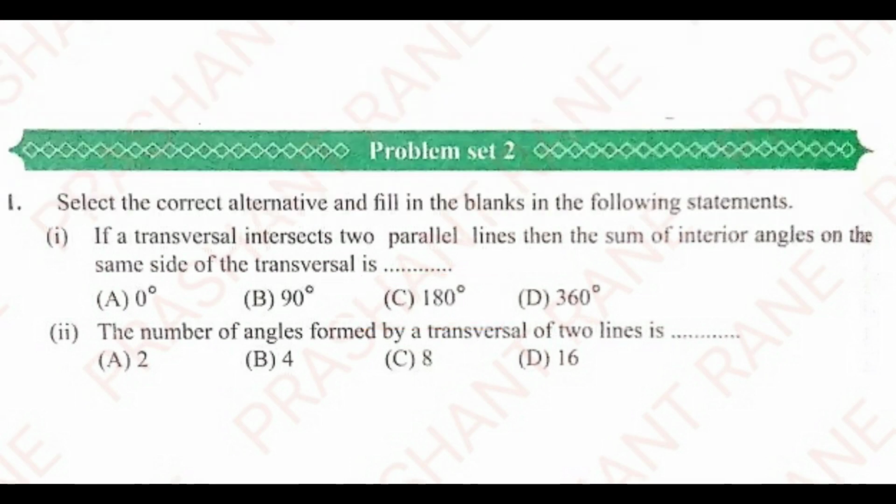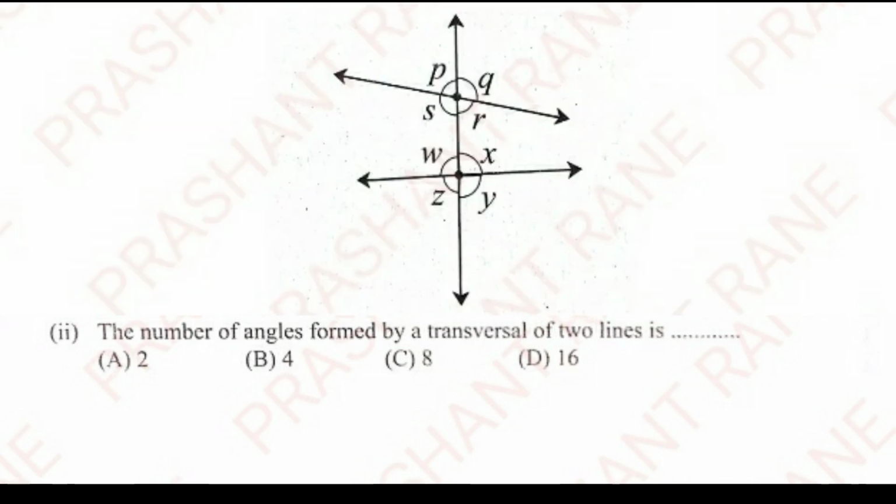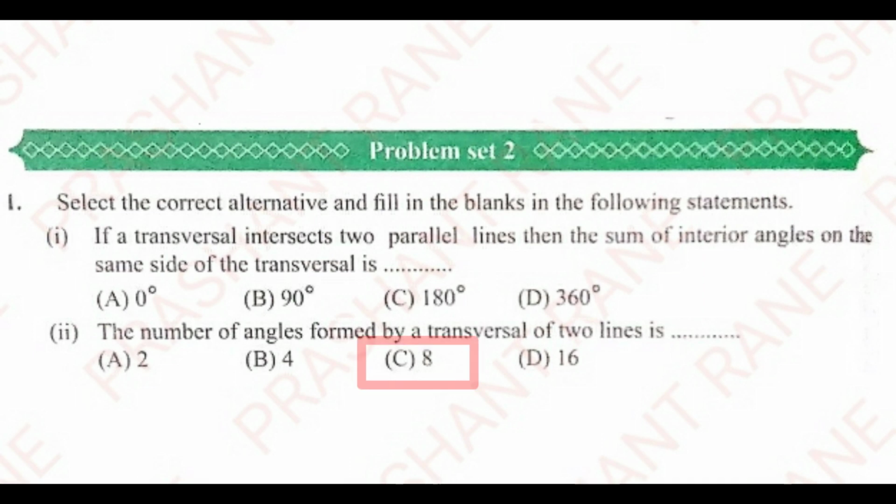Question number 2. The number of angles formed by a transversal of two lines is dash. So when two lines and their transversal intersect, at each point of intersection 4 angles are formed and therefore a total of 8 angles are formed. Therefore, the correct option is option C, 8.